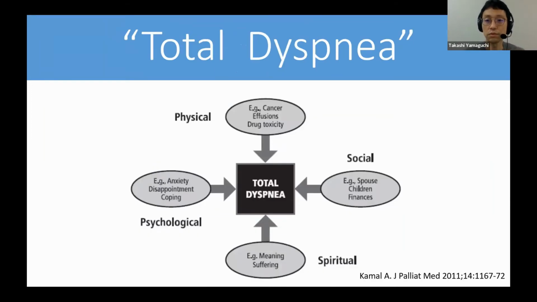And Arif Kamal from Duke University said that, like the total pain concept, when we see the patient with dyspnea, the view of total dyspnea is very important. So I'd like to say, seeing the patient with dyspnea, we have to see the patient as a whole person. That is always important.